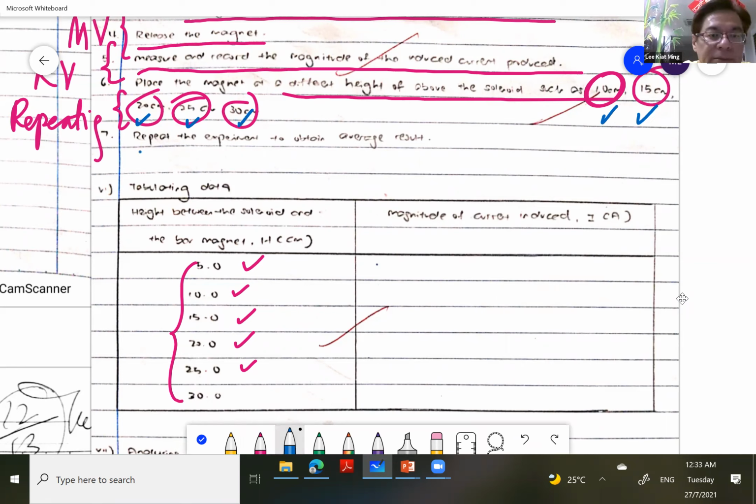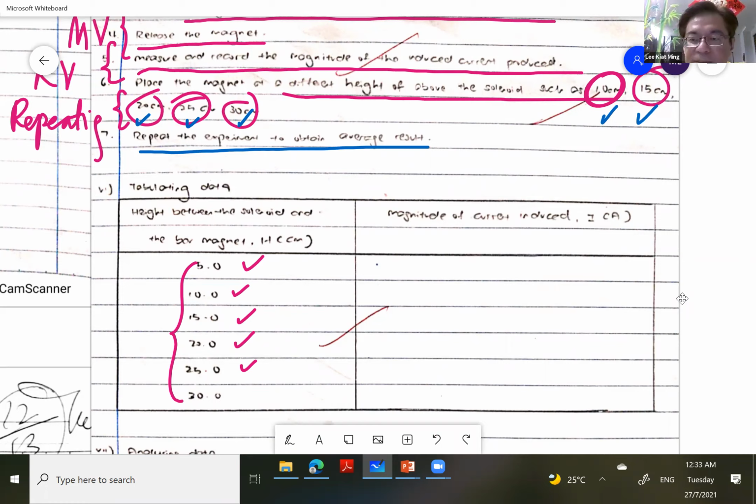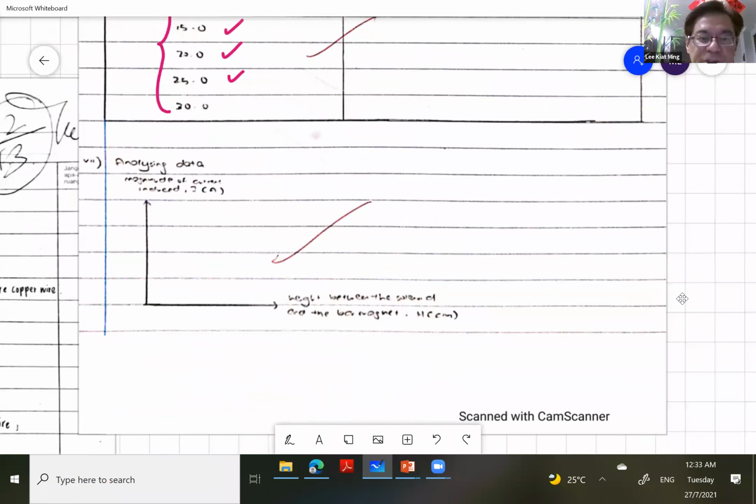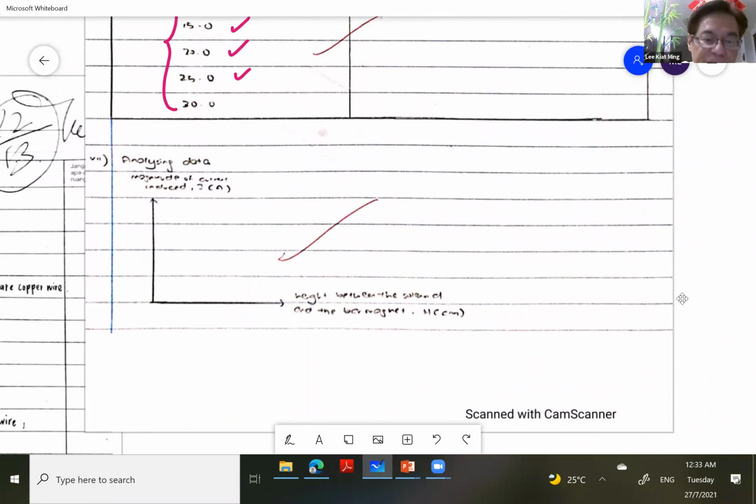Then after the tabulation, you have the graph. So you mention that a graph of current against the height between the solenoid and the magnet is plotted.